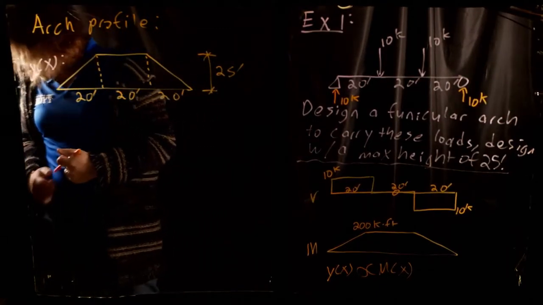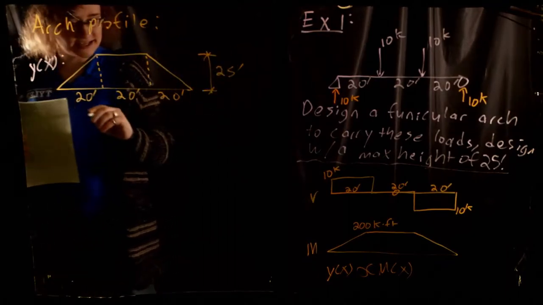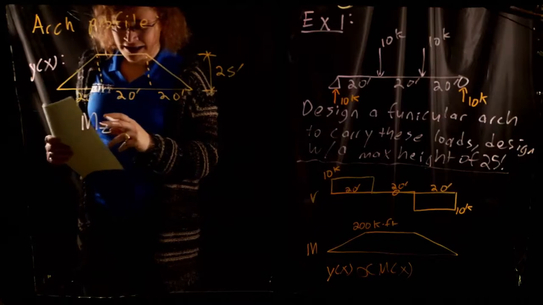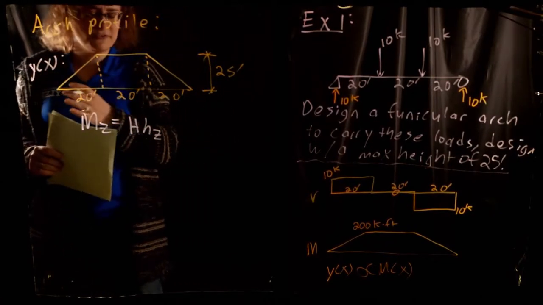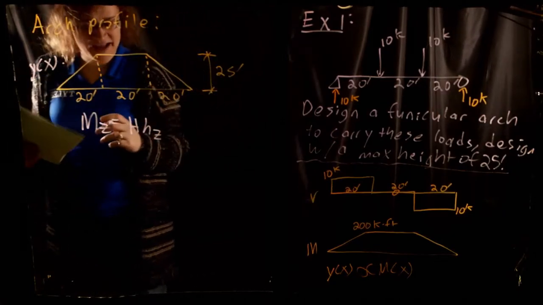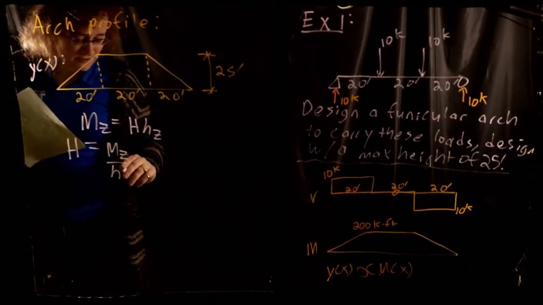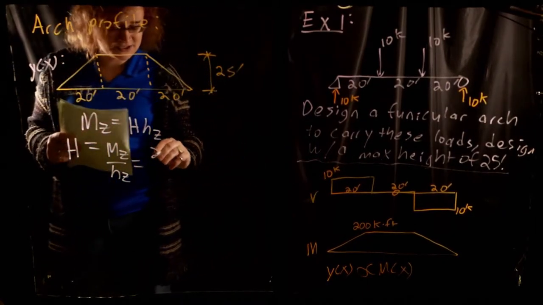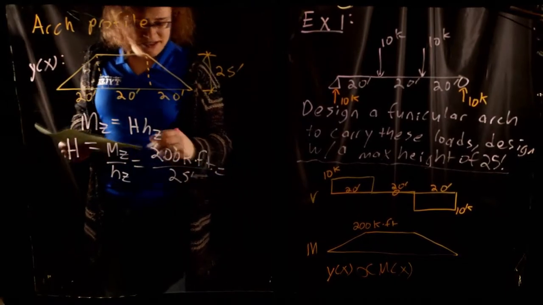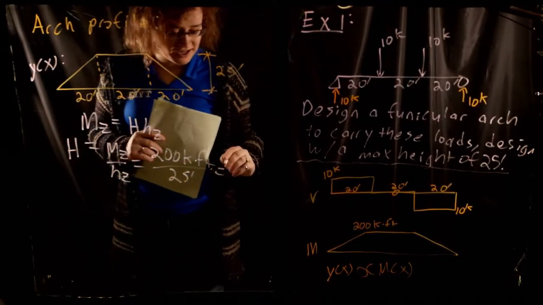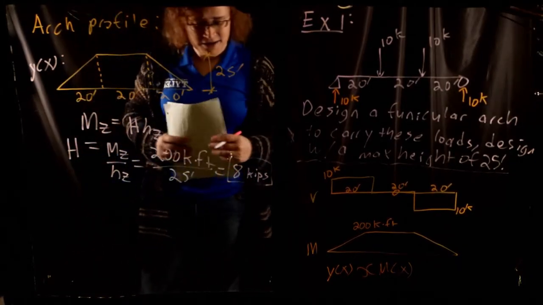Okay. And again, if we want to actually find the horizontal thrust, that's not going to be too bad, because we can say that Mz is equal to H times Hz. Hz and Mz will vary as a function of x, while the horizontal thrust will be constant at all points. So H is going to be equal to Mz over Hz, and we could just use the midspan values here. The maximum moment is 200 kip feet, and the maximum height is 25 feet. And so we can determine that the horizontal thrust is 8 kips. So there will be a single horizontal thrust at all locations, and that is 8 kips.